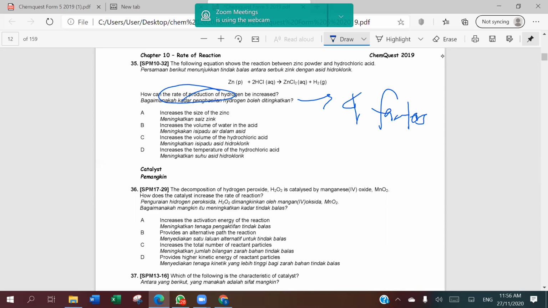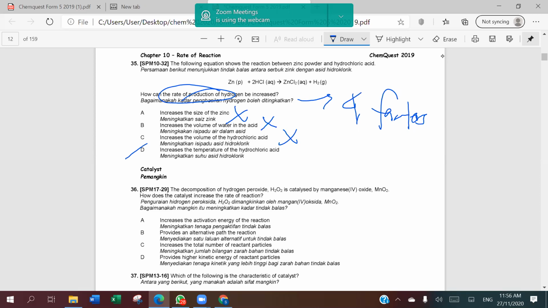Do I want to increase a size or do I want to decrease a size? Decrease. So can A be my answer? No, cannot. Now look at the second one. Increase the volume. Is the volume part of any of the 4 factors I taught you? No, cannot. Again, you see the word volume in C. Is it any of the 4 factors I taught you? No, cannot. And then the last one, increase the temperature. Is it my 4 factors? Yes. Very good. Therefore, the answer will be D.